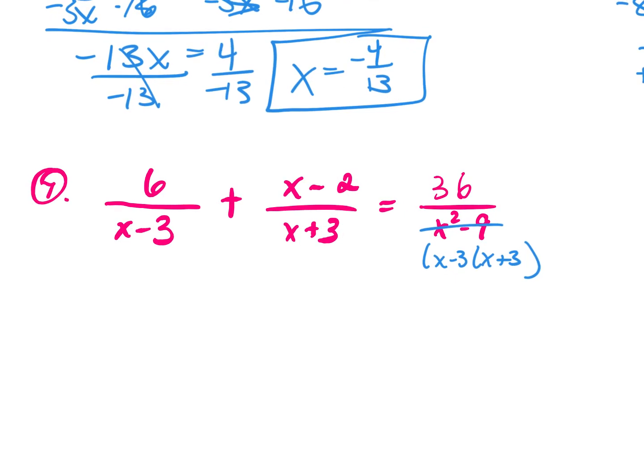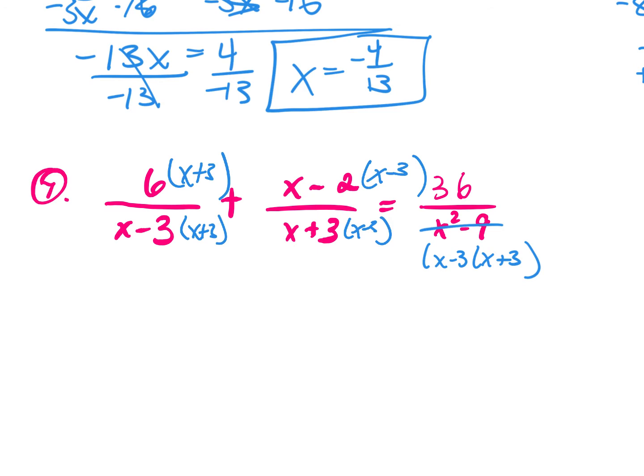So in my first fraction, 6 over x minus 3, it has the x minus 3. It's missing the x plus 3. So what you do to the bottom, you do to the top. My second fraction has the x plus 3. It's missing x minus 3. So what you do to the bottom, you do to the top. And our third fraction has both denominators.